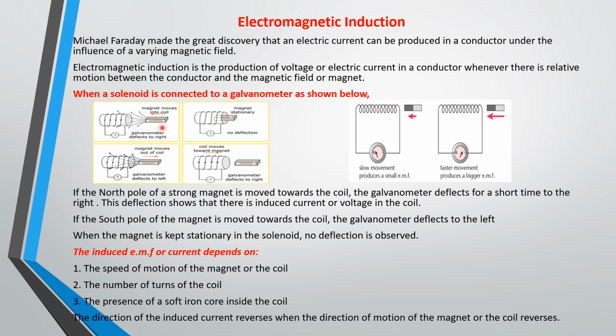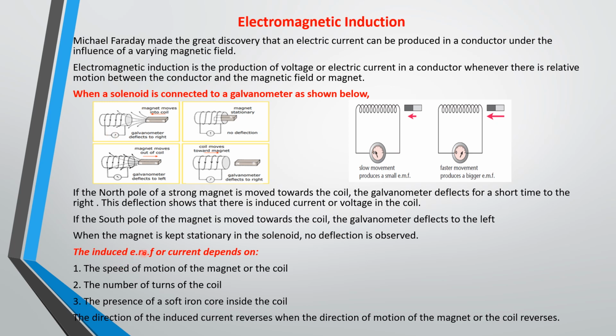This is an observation that Faraday had, and what that simply means is that there is an induced current when a magnet is moved close to a coil or close to a solenoid, and that current is what is detected by the galvanometer.